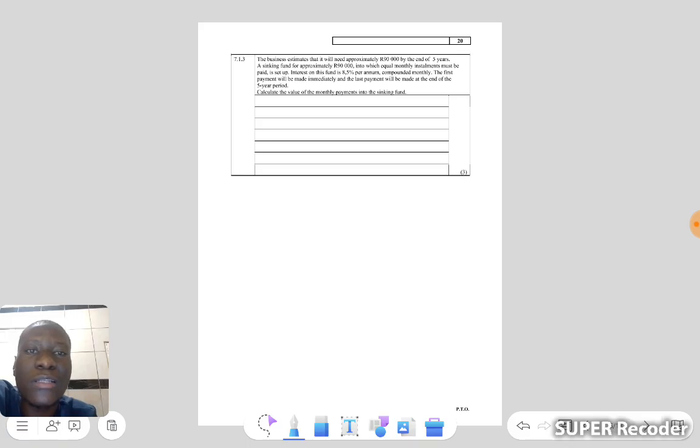Into which equal monthly installments must be paid is set up. Interest on this fund is 8.5% per annum, compounded monthly. This compounded monthly here is very important. You will see why when we solve it. The first payment will be made immediately, and the last payment will be made at the end of the 5 year period. That one is also important. We will see why when we solve. Calculate the value of the monthly payment into the sinking fund. Okay.